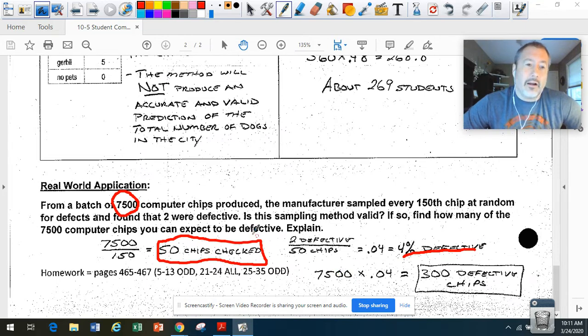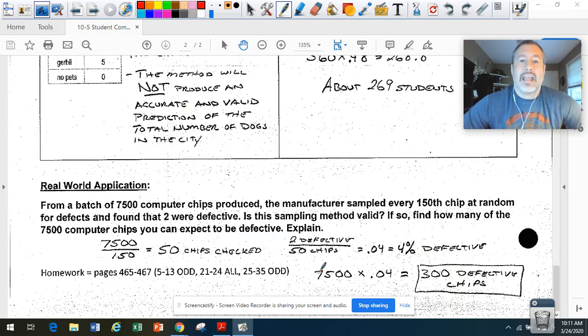So now, if we know that 4% are defective, we take that 7,500, once again, that's our total amount here, and we multiply it by our 4% or 0.04. So out of these 7,500 chips, we expect 300 of those chips to be defective.